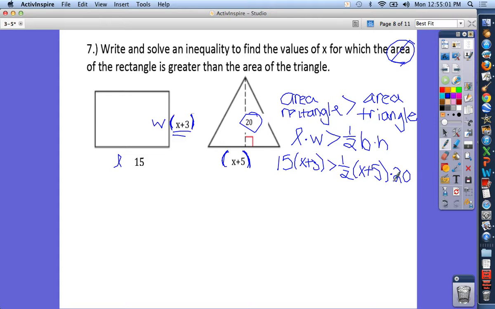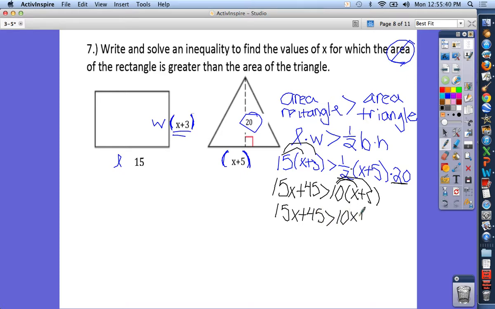Now first we need to distribute our 15 because it's the length times the whole width. So 15 times x is 15x plus 15 times 3 is 45, is greater than, remember that beautiful commutative property says that since it's multiplication, the order doesn't matter. So I'm going to do my 1/2 times 20 and get 10 times the quantity x plus 5. Now I'll distribute. I get 15x plus 45 is greater than 10x plus 50. Now we can start solving.